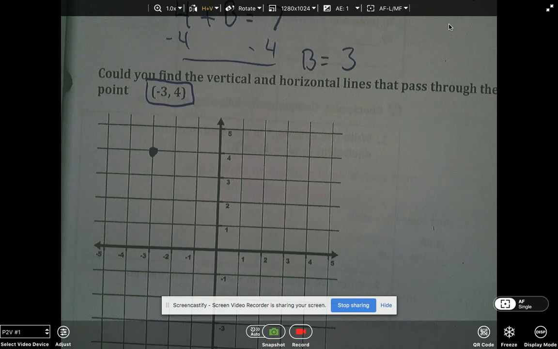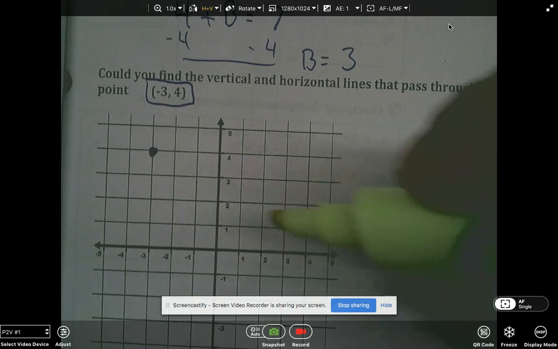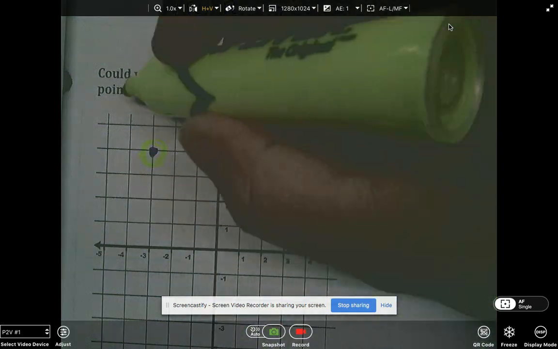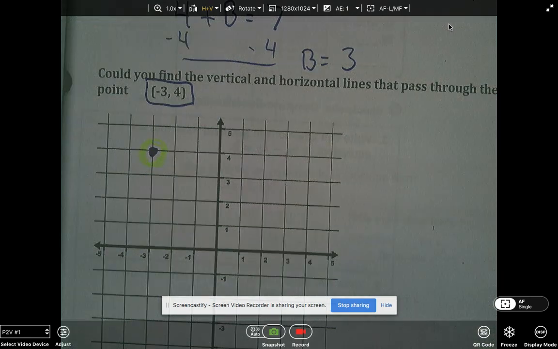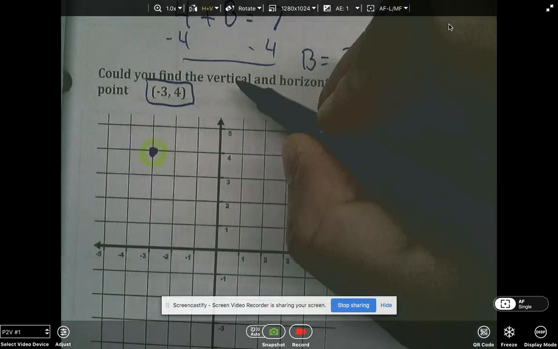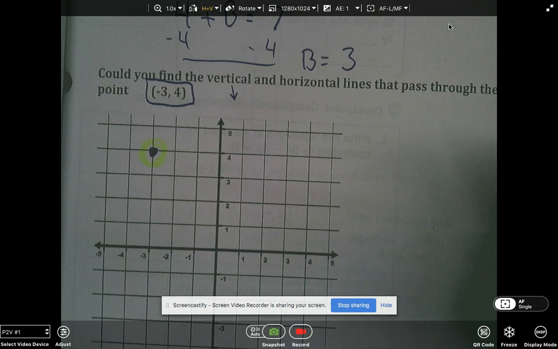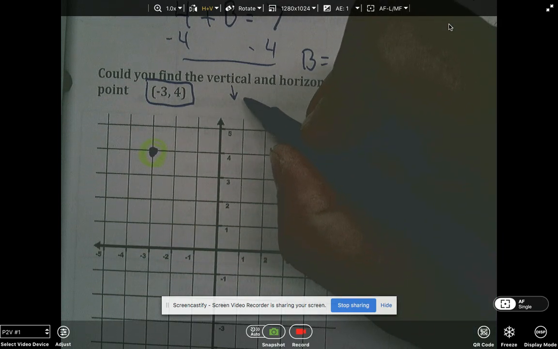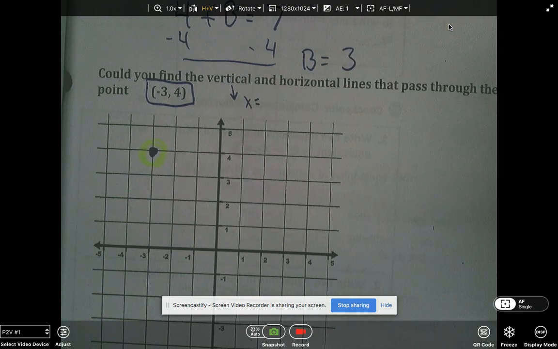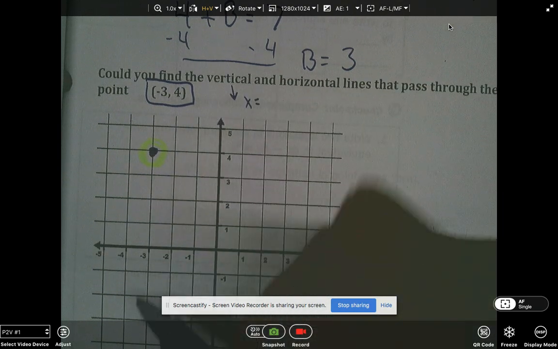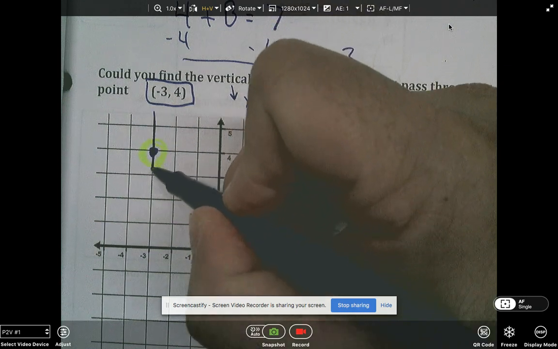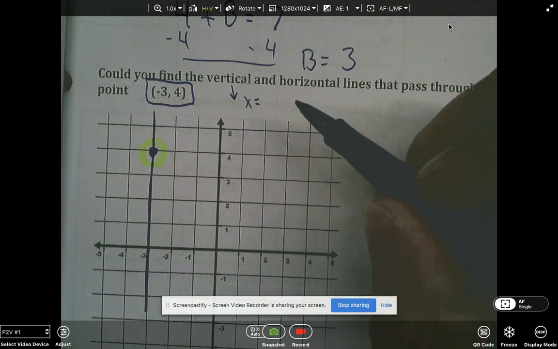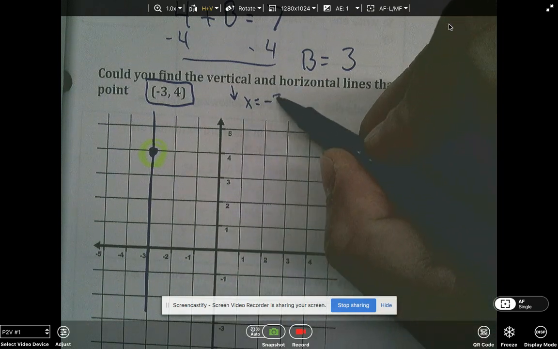So basically what we're trying to do here, if you go back to the question, is come up with a vertical and horizontal line that passes through -3, 4. So thinking back to vertical lines, is that an x equals equation or a y equals equation that gives me a vertical line? Yeah, it's an x equals equation. So I want to basically make this line happen. Can someone tell me what is that x equals equation? Yeah, it's x equals -3.